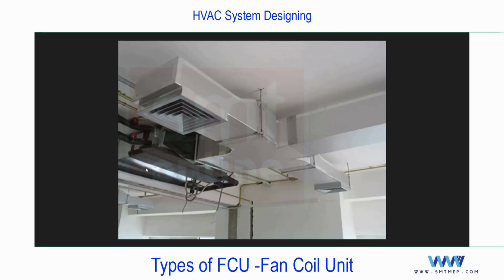This unit, this side, this sheet metal you can see, no? And you can see the mouth. So it's a concealed horizontal duct, sorry, concealed horizontal. What I've shown at the beginning, the same unit will connect with the duct.